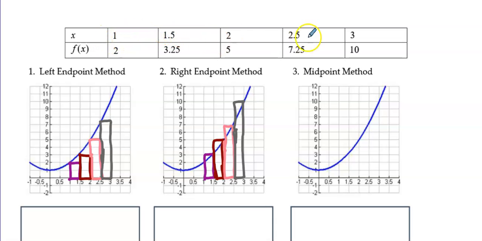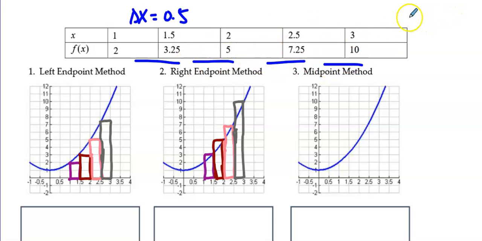We look at the chart that we're given here, and we've noticed that from each of these, our difference is going to be delta x, it's going to be 0.5. So from 1 to 1.5 is 0.5, 1.5 to 2 is 0.5, 2 to 2.5 is 0.5, and then 2.5 to 3 is 0.5. So I know that right now delta x is going to be equal to 0.5. The other thing is I've got one rectangle, two rectangles, three rectangles, and four rectangles.